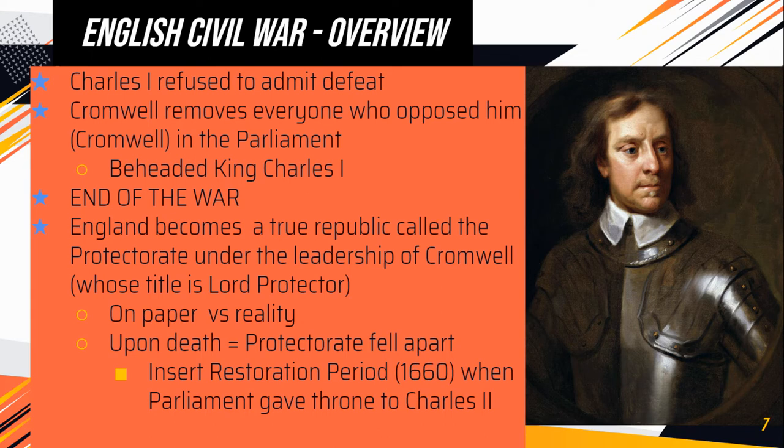Oliver Cromwell tries to work with Parliament a little bit, but again, he gets mad because Parliament isn't doing everything that he asked them to do, and eventually he dismisses Parliament again. Then he dies. The Protectorate falls apart when Cromwell dies. People want a king again because they're ready for some stability. They've been through a whirlwind of this English Civil War. This starts the Restoration period, where Parliament gives the throne to a guy named Charles II in 1660.